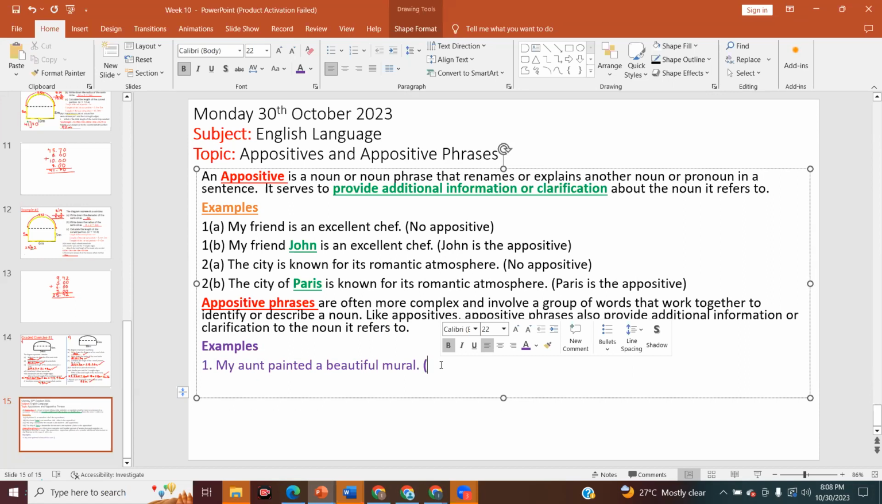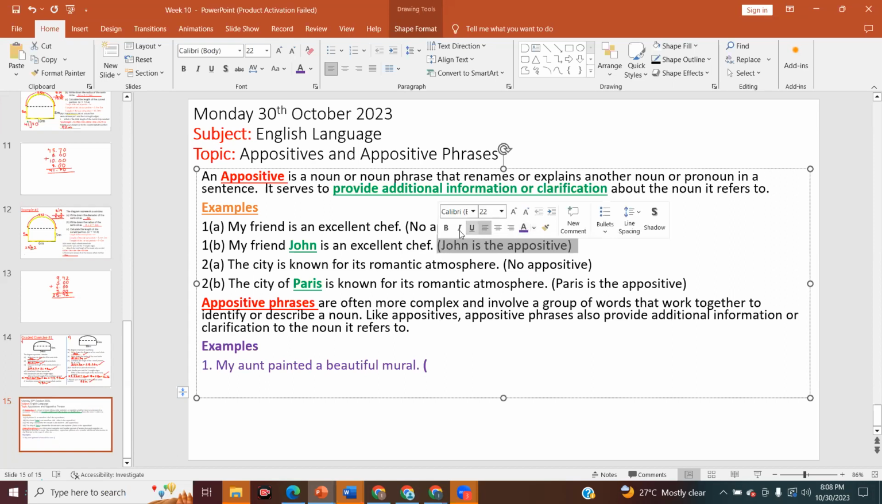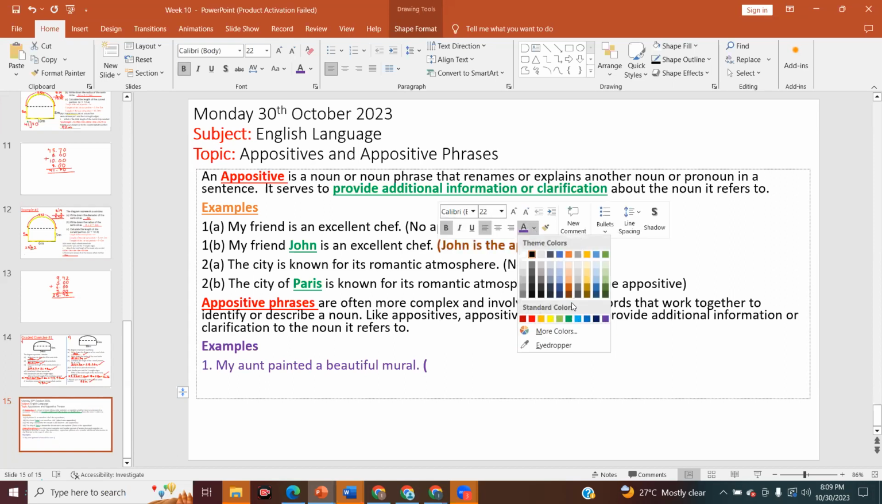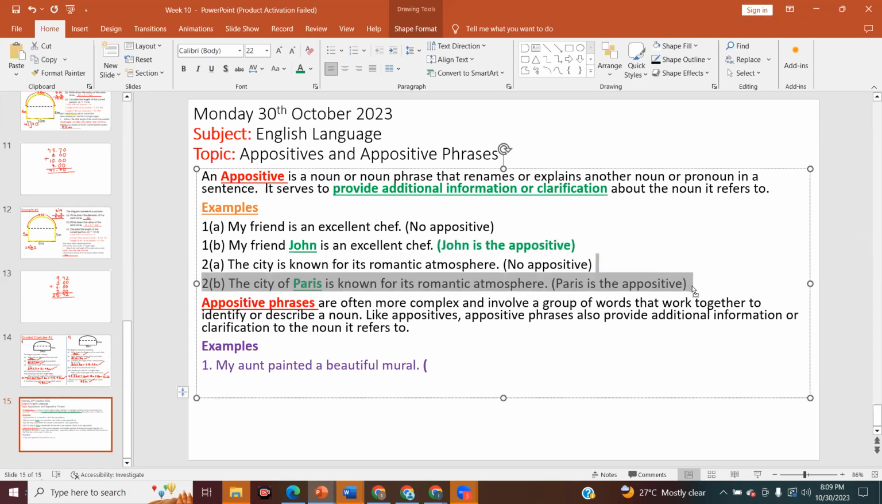So you think an appositive... That doesn't give me any information about my aunt either. Beautiful, you think beautiful is not an appositive? So you think appositives only deal with naming? That's what you think? We're talking about appositive phrases. We aren't just talking about appositives anymore. So you think beautiful is the appositive in this case? Yes, sir. You think so?